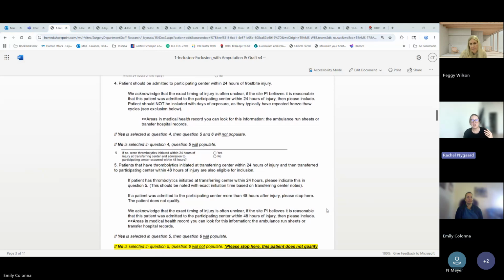If your center says they're eligible for one of the interventions, you do rapid rewarming, you do some imaging, you do thrombolytics or iloprost, then yes, we'd want them included in the study, even if the timing might have been off a bit. If your center treats them with one of those measures, then we'd want to include them.